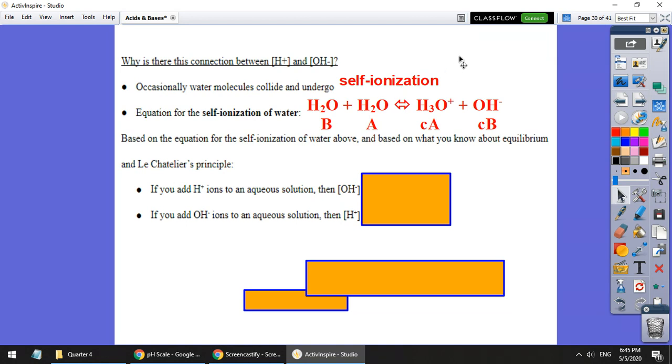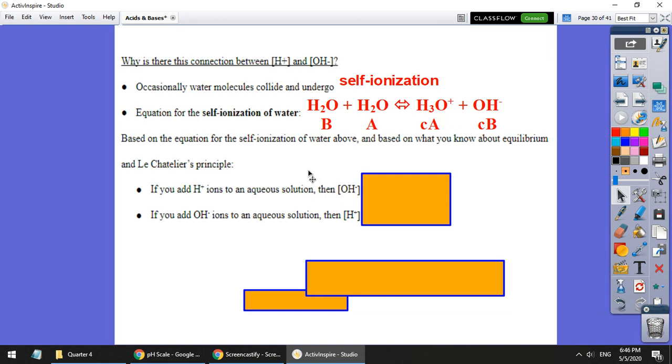Also, remember that water is an amphoteric molecule because it can act as both an acid and a base. So one of these water molecules is going to donate an H+, which means it's acting as an acid. The other one accepts an H+, which means it's acting as a base. And of course, on the other side, we have a conjugate acid and base because this reaction is reversible. So H3O+ can donate that proton right back, which means that this would act as an acid.